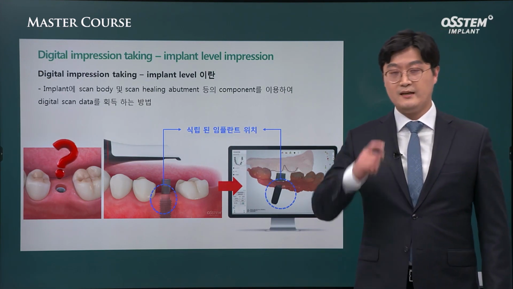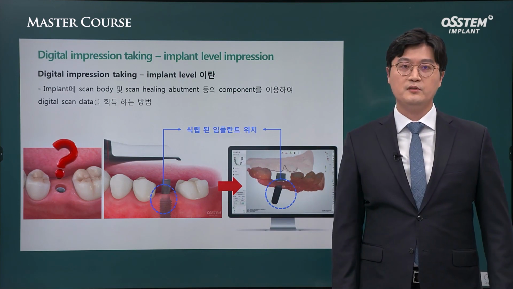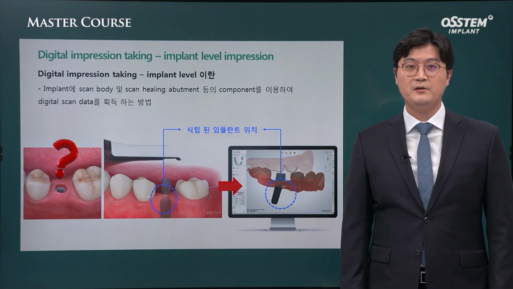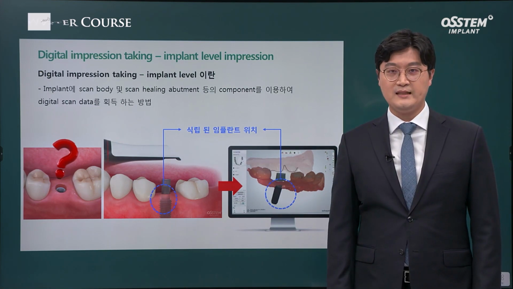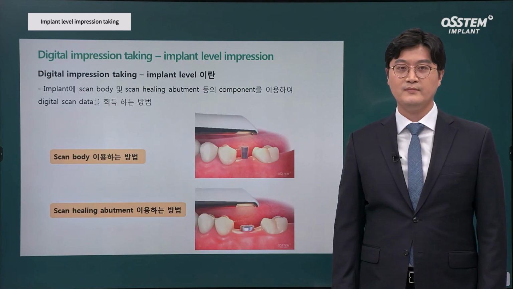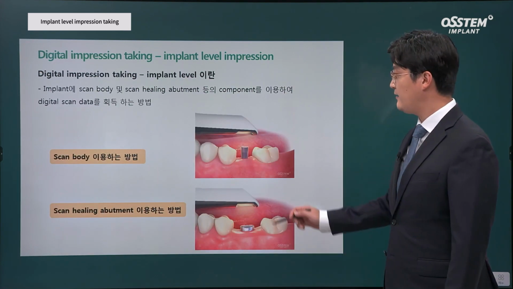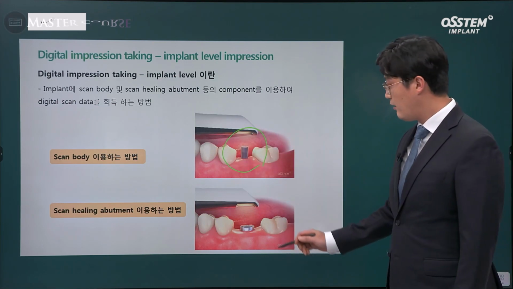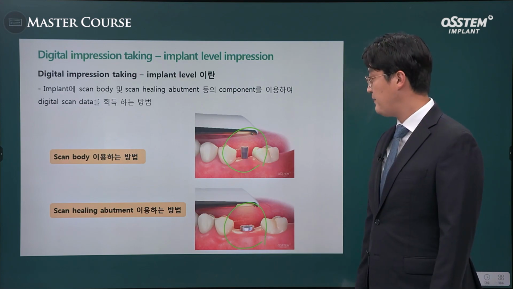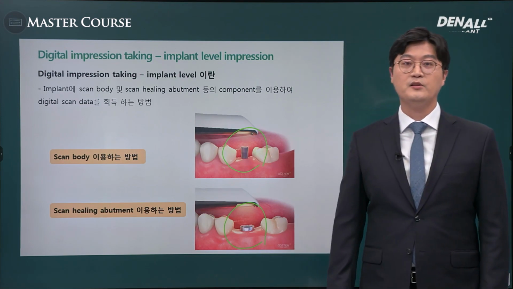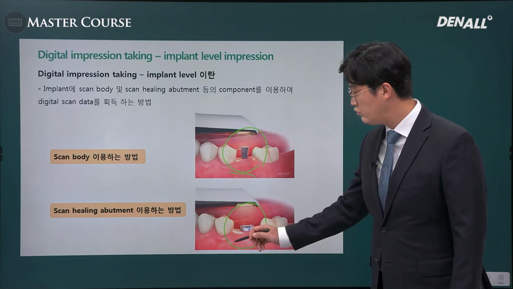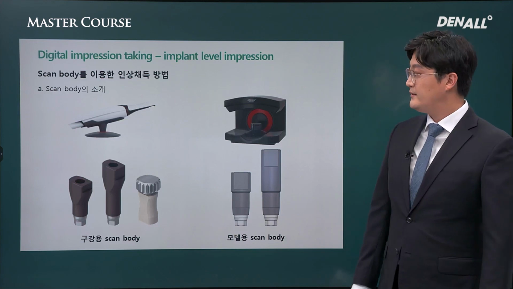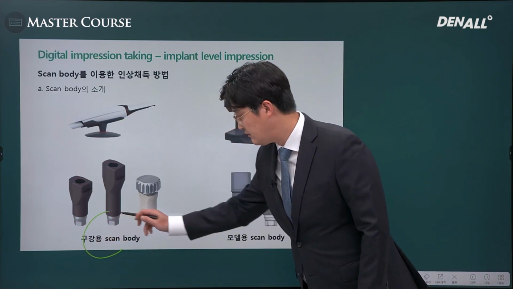Now, digital impression. Digital impression also has abutment level and implant level impression taking. For digital impression taking at the implant level, scan bodies are required. There are two types of scan bodies provided by Osstem. One is the normal oral scan body, and the other one is the healing abutment scan body, combining the healing abutment and oral scan body. These two can be used for digital impression taking. These are the scan bodies used in the mouth.